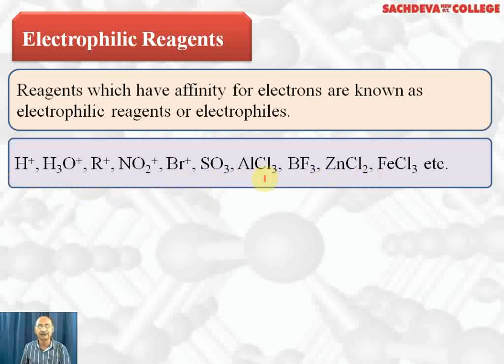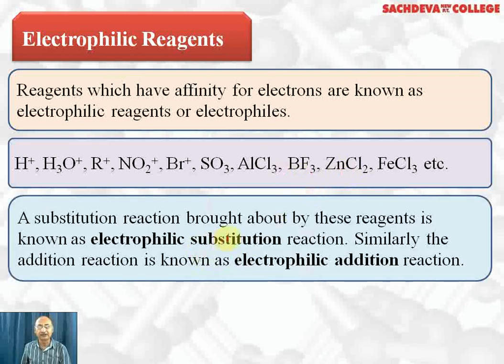AlCl3 is electron deficient because after sharing it has 6 electrons, not 8. Same is with BF3. ZnCl2 has got 4 electrons after sharing, that's why it is electron deficient. A substitution reaction brought about by these reagents is known as electrophilic substitution reaction. Similarly, the addition reaction which is carried out with the help of electrophiles is called electrophilic addition reaction.